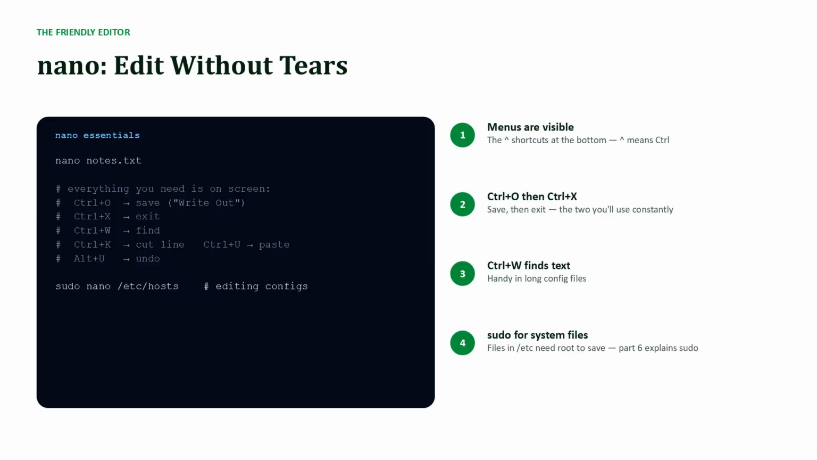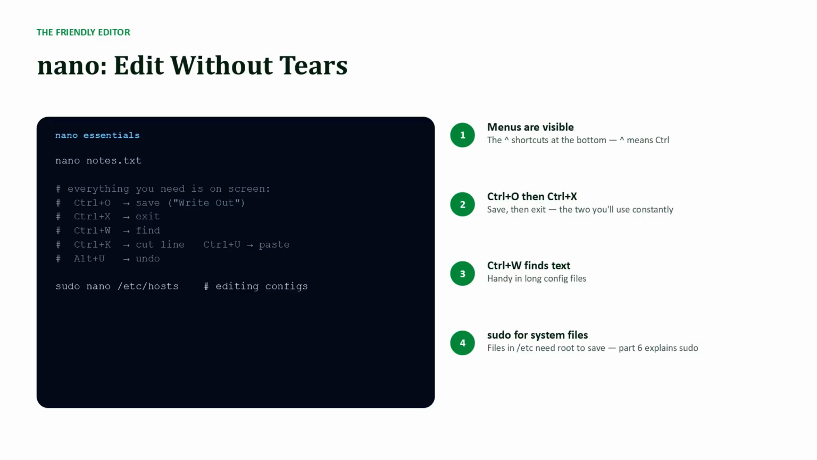For actual editing, start with Nano. It's the friendly one. Type nano and a file name, and you're editing immediately, with every shortcut printed at the bottom of the screen. The caret symbol means Ctrl. The 2 you'll use constantly: Ctrl+O writes the file out. That's save, and Ctrl+X exits.